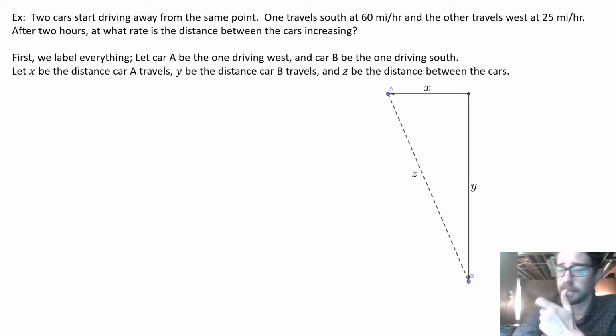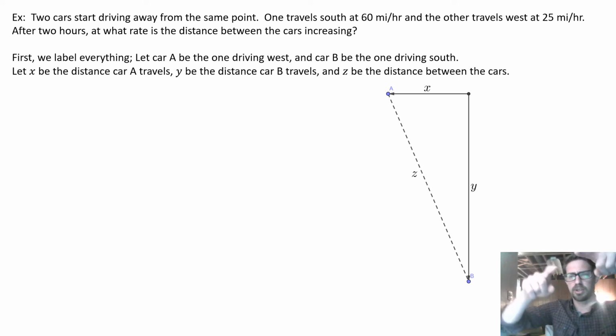We're going to let x be the distance traveled by car A. And now x is changing. x isn't exactly fixed, but that's okay. We're specifically concerned about the moment when 2 hours has passed. y is just going to be the distance the other car travels, I guess because it's vertical. And then the thing we're concerned about is z, right? That dotted line is the distance between the two cars. That's the thing we're looking for, how fast it's changing.